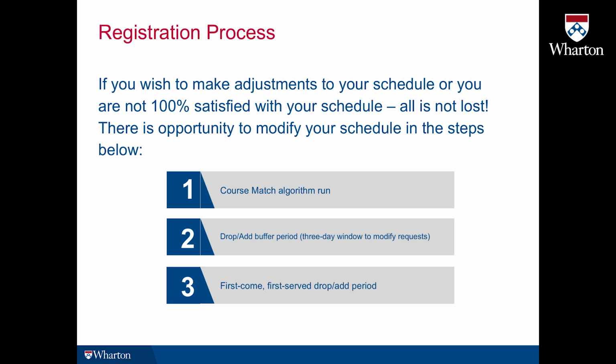There's the initial Course Match algorithm run, where you've placed utilities and your budget is considered and a schedule is purchased for you. Second, there is a drop add buffer period, which is typically a 3-day window where you're allowed to modify your requests. At this point, your budget is no longer a factor. Lastly, there is a first-come, first-served drop add period where you can make modifications to your schedule in accordance with the academic calendar, which will be available to you upon arrival at preterm.